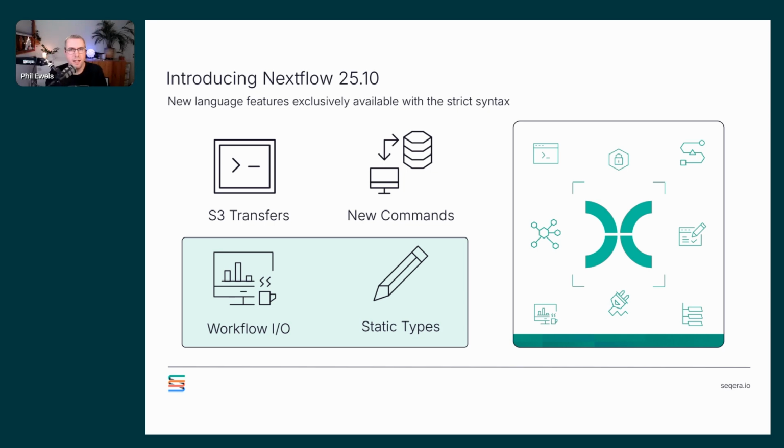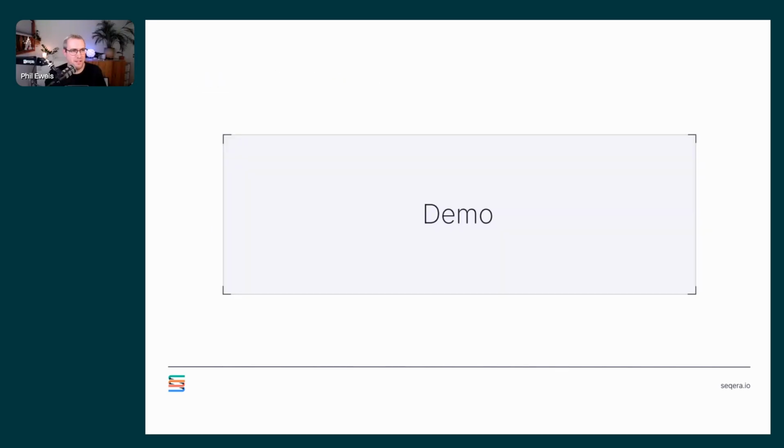But really the 2 killer features, and where we put most of our efforts, were around these new language syntax features, which were workflow inputs and outputs and static types. And that is what you've all come here to hear about today, I'm sure. And that's what Ben is now going to tell you all about. So with no further ado, I'm going to pass over to Ben, and I'll see you at the Q&A.